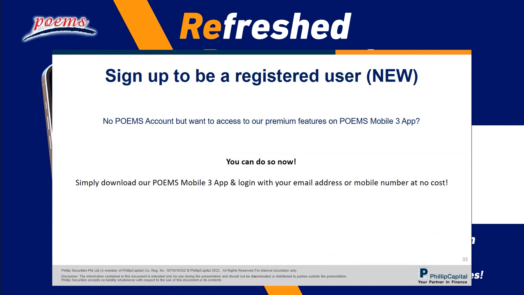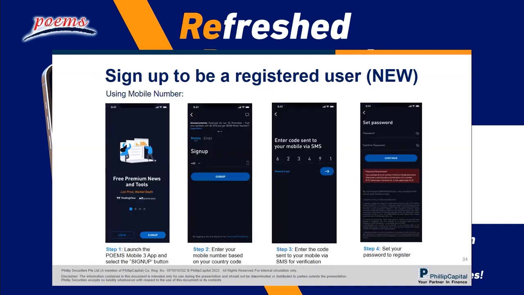So do sign up if you want to become a registered user. Simply download our Points 3.0 app and log in with your email address or your mobile number at no cost. You can refer to the next slide for how to sign up for Points 3.0. If you sign up using a mobile number, you can refer to this slide.